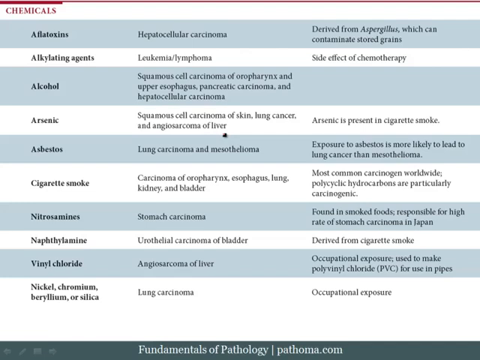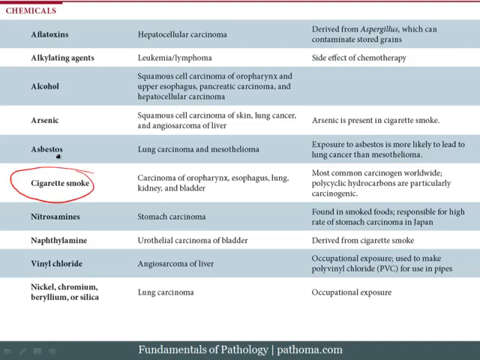Asbestos, we're all well aware of. What's important to know is that asbestos increases the risk for both lung cancer and mesothelioma. Remember that mesothelioma is a cancer that arises from the mesothelial cells of the pleura. And here's the super high yield concerning asbestos: patients who are exposed to asbestos are far more likely to develop lung cancer than they are mesothelioma. Let me repeat that, super high yield. Patients exposed to asbestos are far more likely to develop lung cancer than they are mesothelioma. Okay, so that's that.